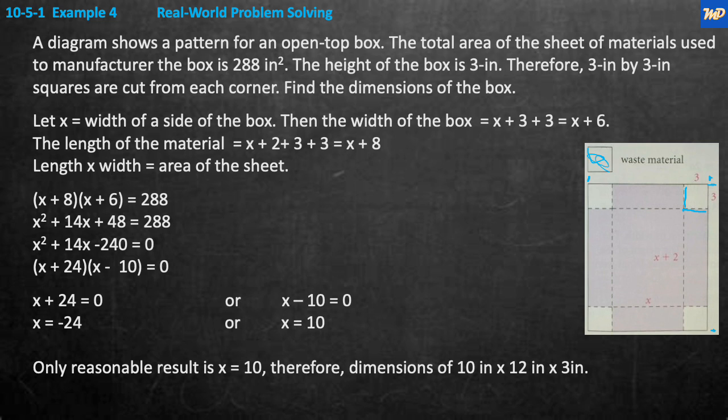Okay, so find the dimensions of the box. They give us x and x plus 2. So they're telling us that the width of the box is x and the length is x plus 2 inches.